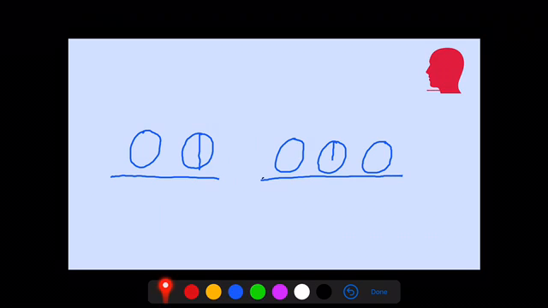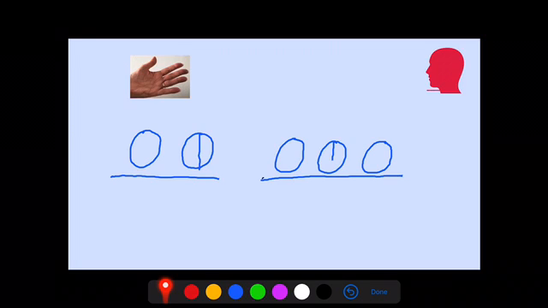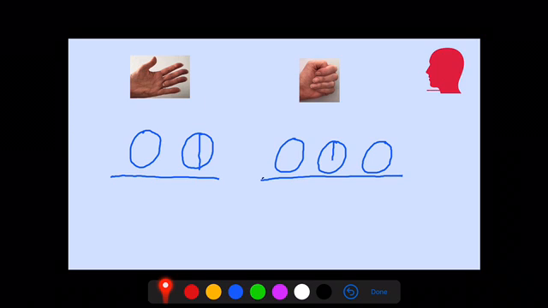I have got 2 different types of syllables. This one is our open syllable. The vowel is right at the end and it's a long vowel sound. This one is a closed syllable. The vowel has been closed in by a consonant and we will say a. So let's write it.